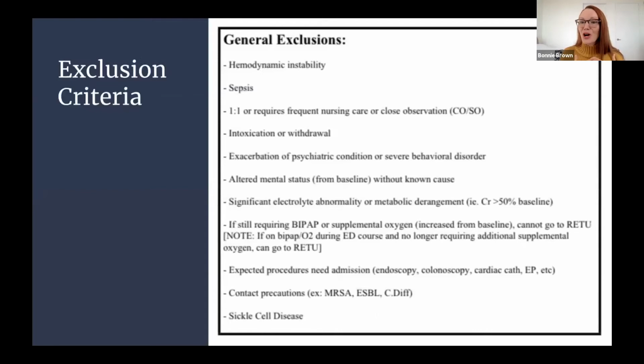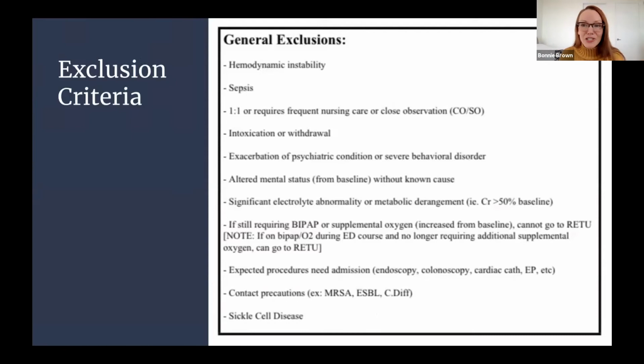So just wanted to show you what our exclusion criteria look like. This is a general box that I have at the top. I'm not going to go through it in detail, but it's pretty much just general reminders for the ED staff and case management. If they are hemodynamically unstable or septic, they're not going to go to the observation unit. And just reminders for certain things.